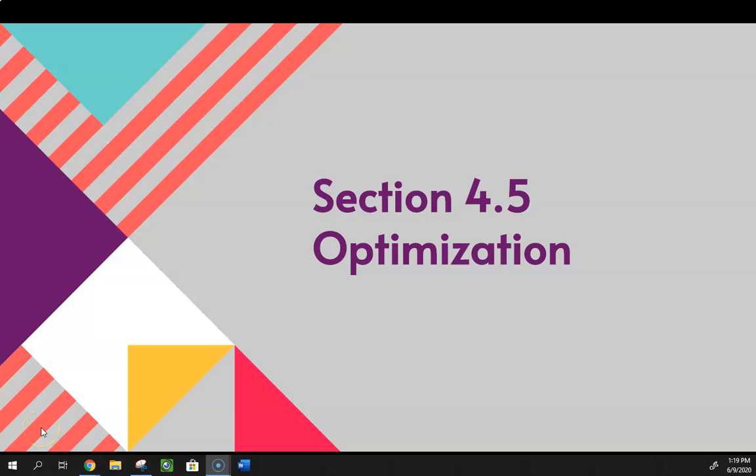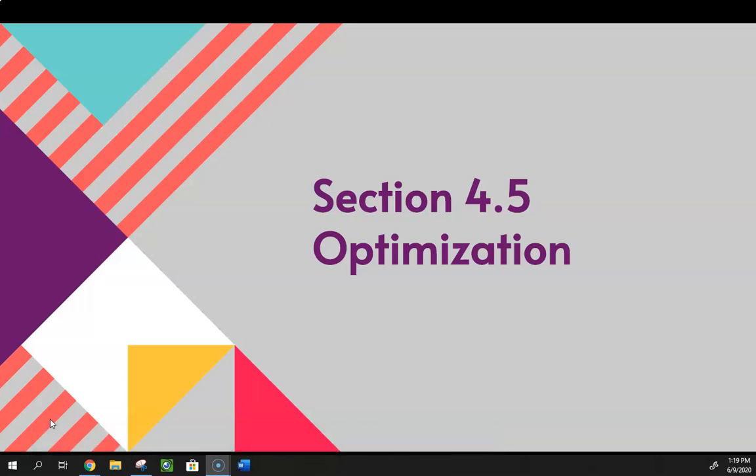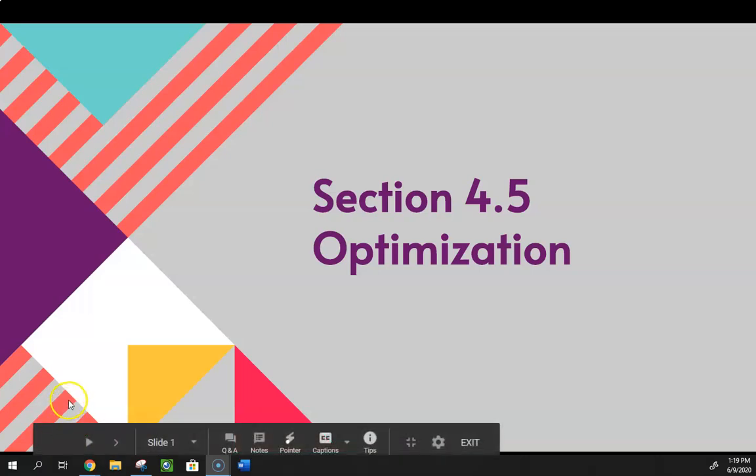Section 4.5, optimization. Optimization refers to types of problems where you either want to maximize a quantity or minimize a quantity. And there are a wide range of applications for optimization. Anytime that you are talking about maximizing, maybe you're maximizing your profit, or minimizing costs, or anything that uses those terms, you are talking about optimization.